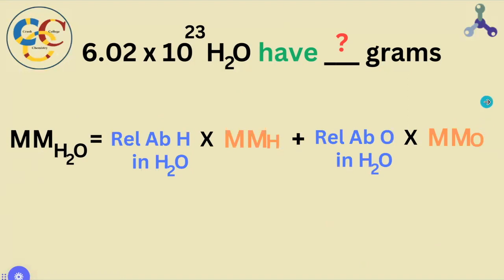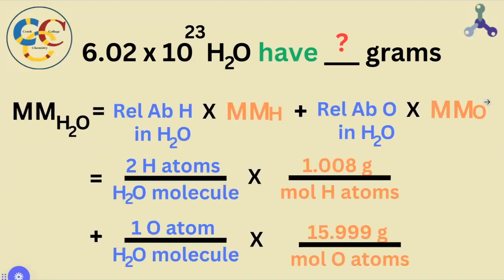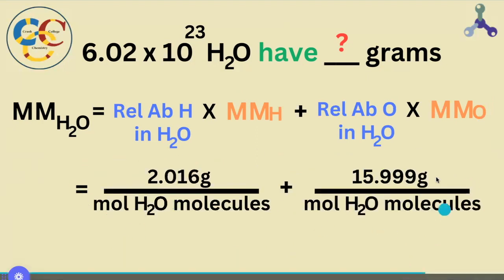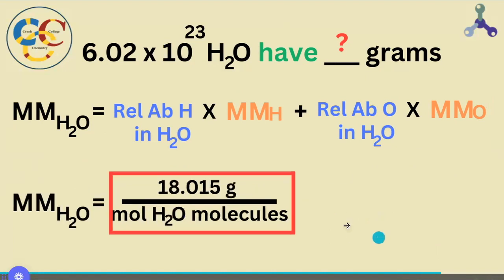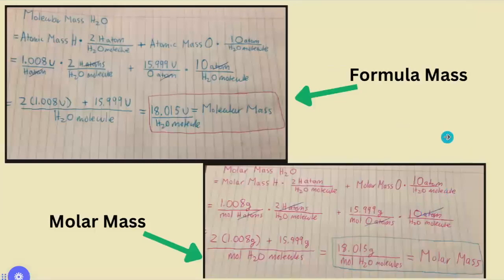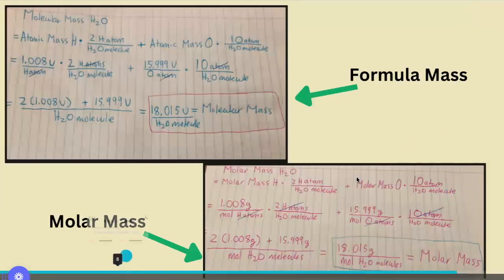Put it all together, and the molar mass of water is the addition of the molar masses of H and O, each scaled to their relative abundance within H2O. Expand everything out, cross out the units, and we get the mass contribution of each atom, O and H. Molar mass of water is 18.015 grams. As you can see, terms and calculations are directly analogous for the formula mass and molar mass of the same compound, in this case water.